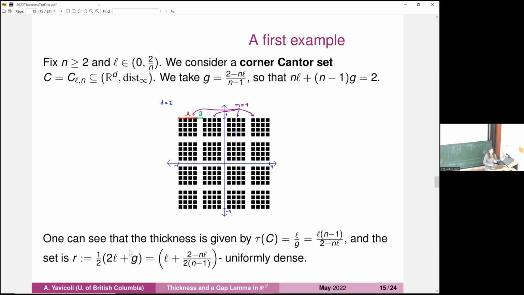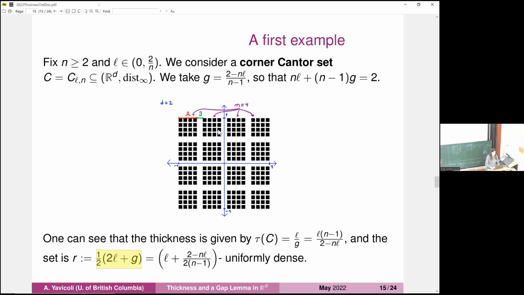And one can get the thickness, and that's L over G, which is this quotient here. And it's easy to see that this set is R uniformly dense for this value of R. And the reason for that is that when we consider a square with side length 2L plus G, which is this length here, you can be sure that you are going to have a child there.